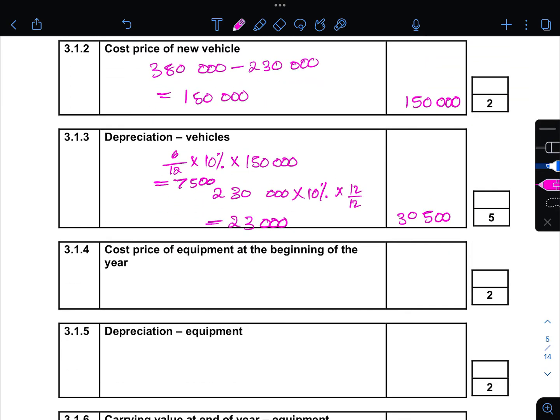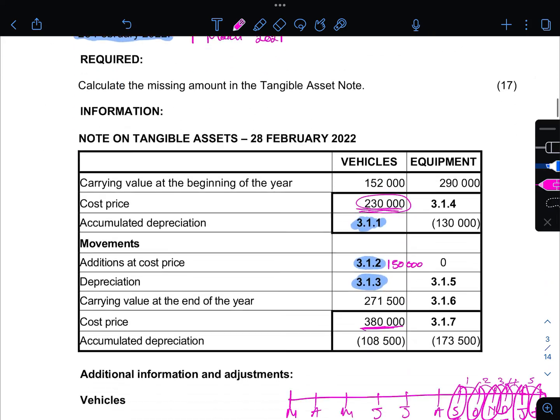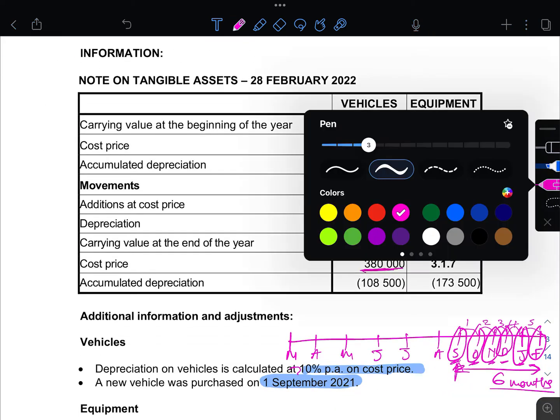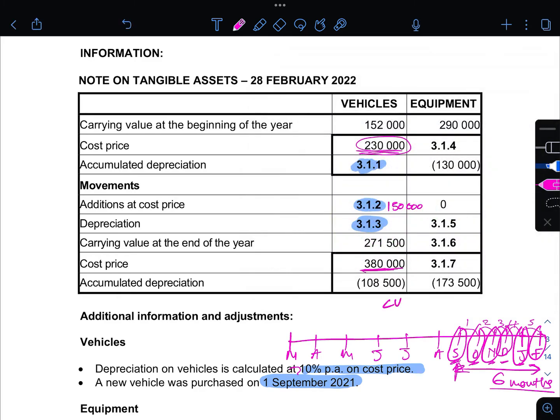Next question requires us to calculate the cost price of equipment at the beginning of the year. So how do we calculate that? The cost price of equipment at the beginning of the year. Remember, we said carrying value is equal to cost price minus accumulated depreciation. Now you are given your accumulated depreciation as 130.